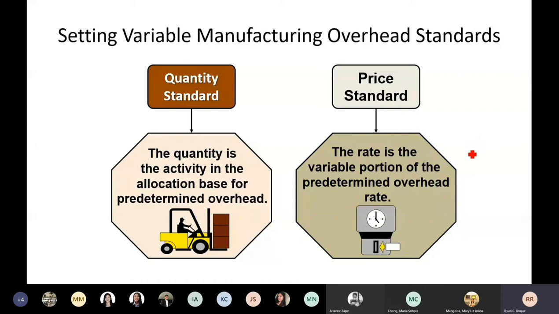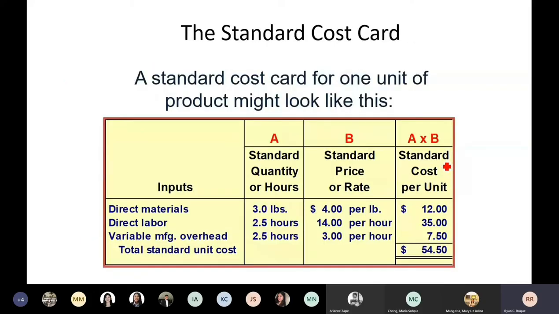Pagdating sa overhead. Ang overhead kasi marami yan, di ba? If you remember yung ating T-account, lahat ng items na yan, we just allocate cost allocation. We just determine the total and then we allocate to the products. So, anong ginagamit natin allocation base for predetermined overhead rate? Sa price standard naman, rate ng overhead natin. So, it depends also kung anong ginagamit natin na driver. Okay. The standard cost card would look like this.